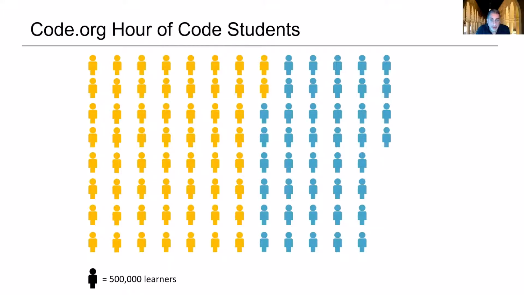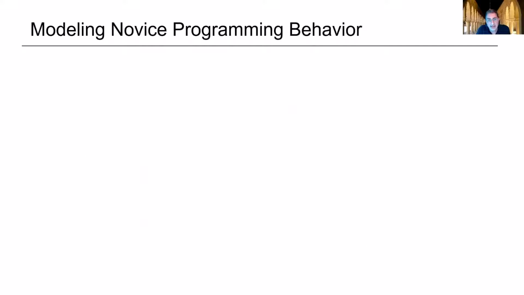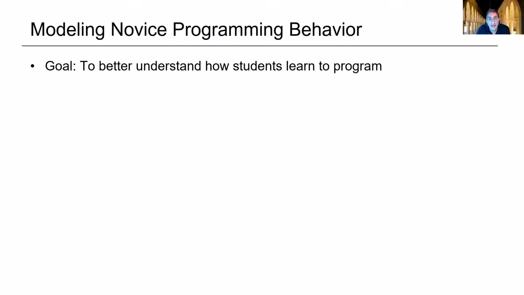So in a partnership with Code.org in the Hour of Code, one of the things they were interested in is how do we try to scale up feedback? So as users are actually working with the system, students are trying to do some really basic programming assignments, how do we get them feedback at scale so they can make progress when they run into issues? So the approach we're going to take to that is the notion of modeling novice programming behavior. How do we want to do this and what are our goals? So our goal here is to better understand how students are learning how to program.